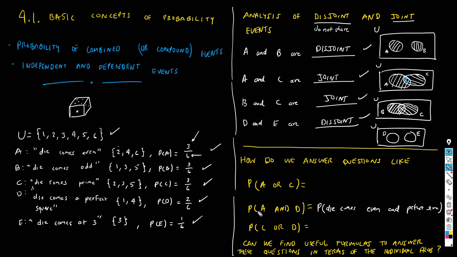Once again, can we answer this question by knowing the individual probability of A, which we have, and the individual probability of D, which we have? This is the question that we're trying to solve today, guys. Can we find useful formulas to answer this type of questions involving the probabilities of compound or combined events by the words or and and in terms of the individual probabilities? That's what we want to find out.